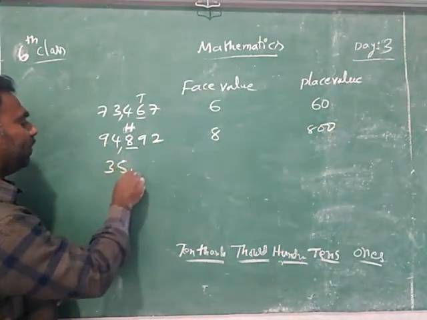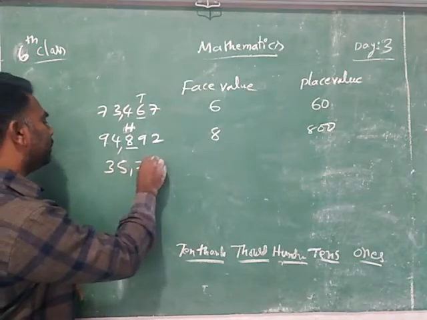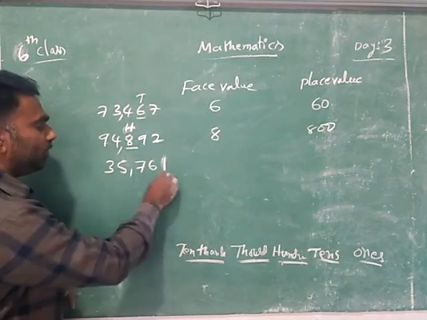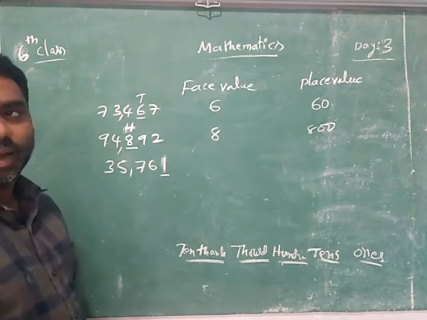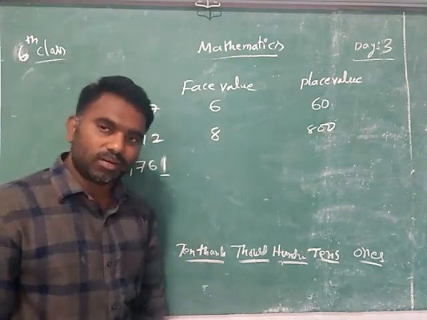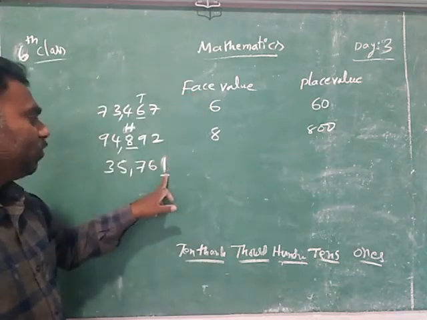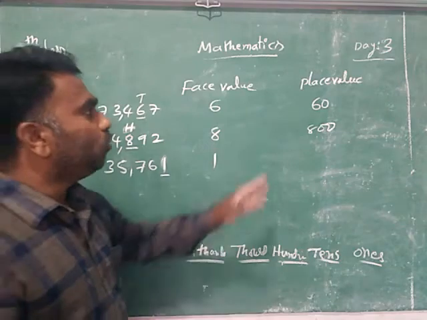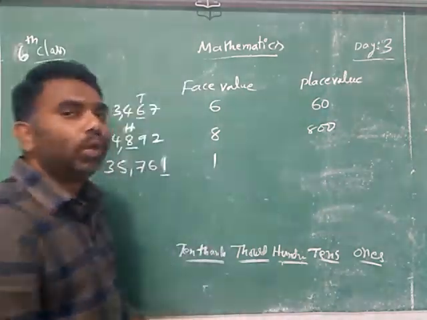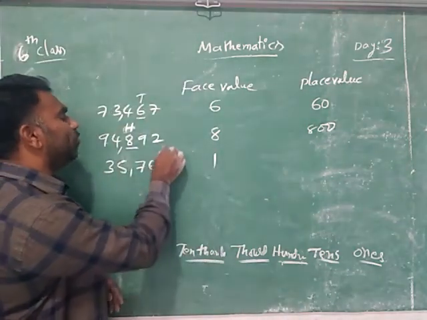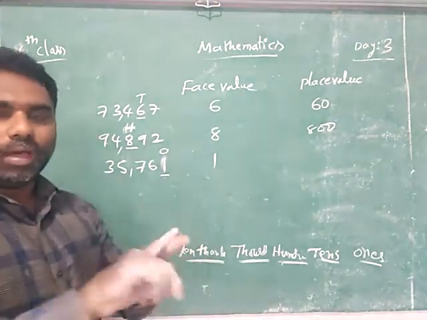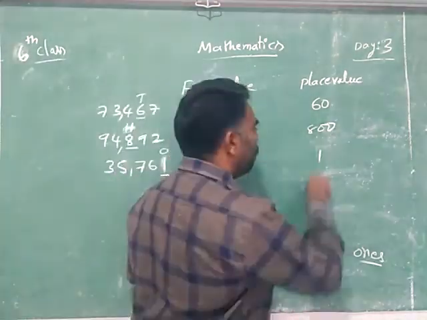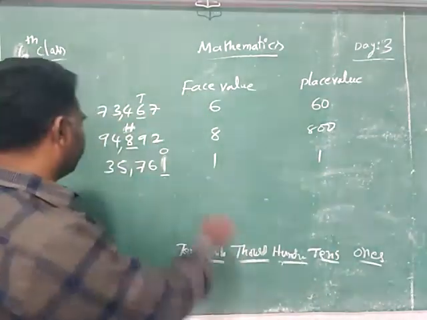Suppose 35,761. What is the place value of the 1? And what is the face value of the 1? The face value of this 1 is 1. Which digit is looking at that digit? How to find out the place value? You will take that 1 is in ones place. 1 ones are. 1 is the place value.